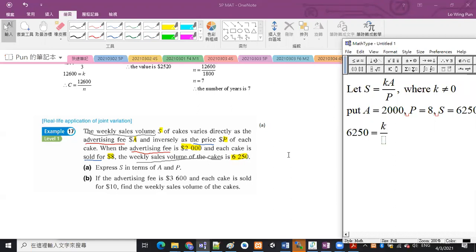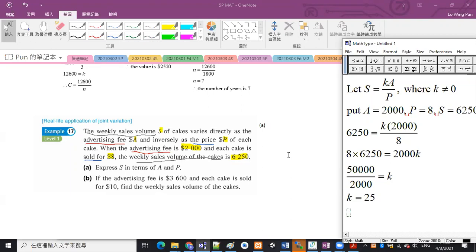6250 is equal to K times 2,000 divided by 8. Okay? And the right-hand side is just one single fraction, so you may just multiply the 8 to the left-hand side. So 8 times 6250 is equal to 2,000 K. And then divide the 2,000 to the left-hand side. You may do the calculation on this multiplication first. So 8 times 6250 is equal to 50,000. Then 50,000 divided by 2,000 is equal to K, which means that K should be equal to 25.